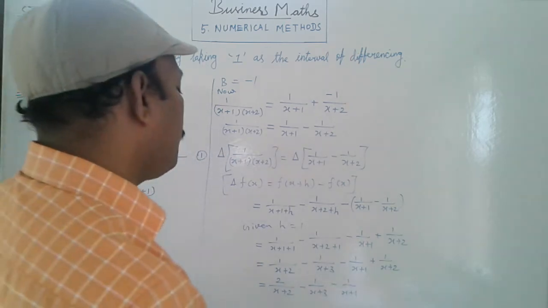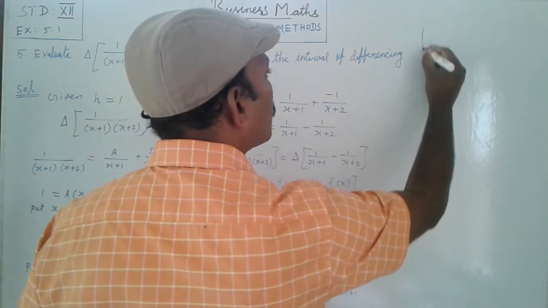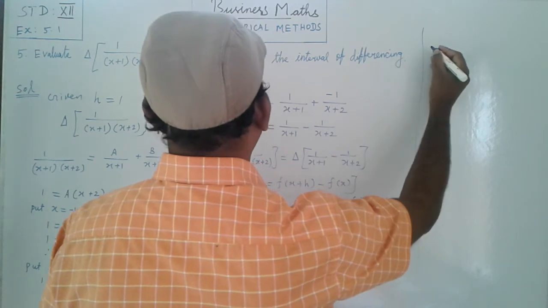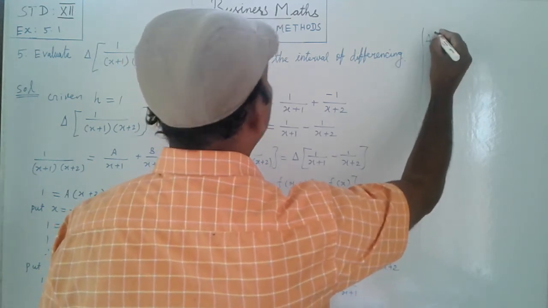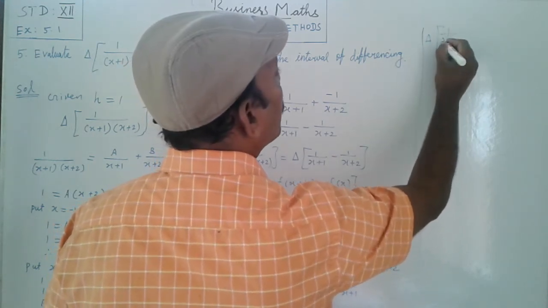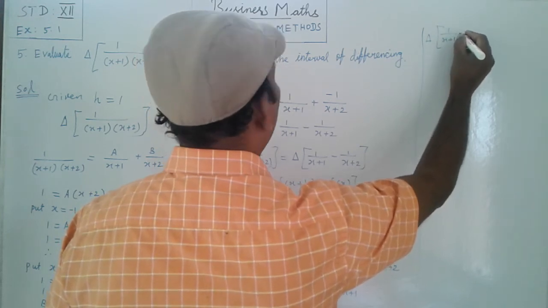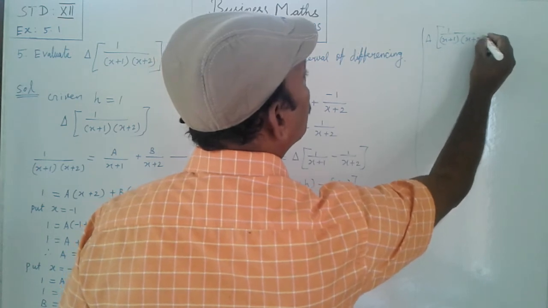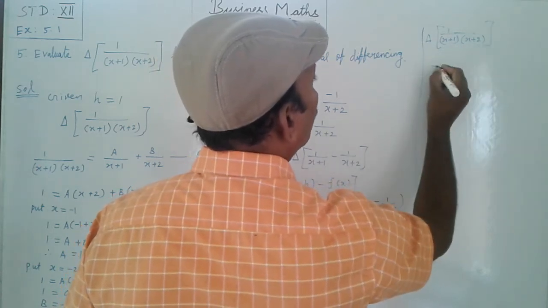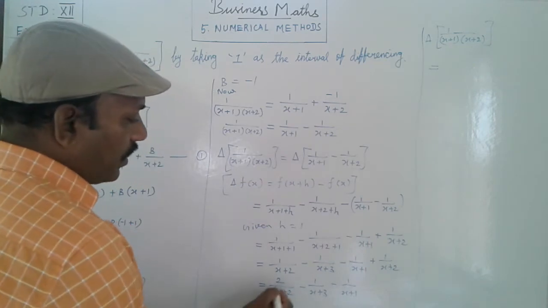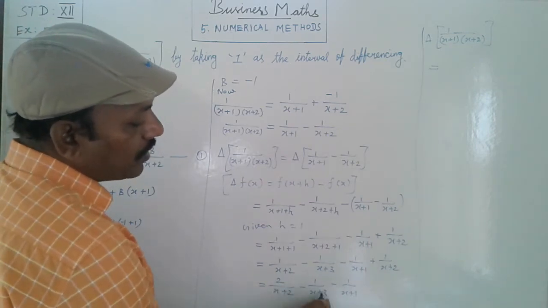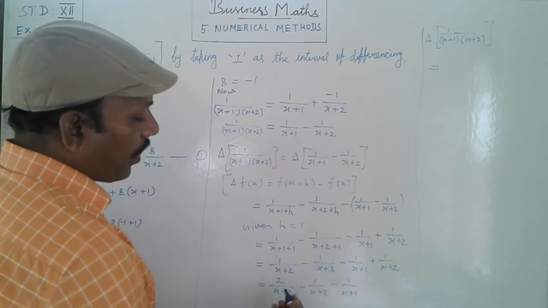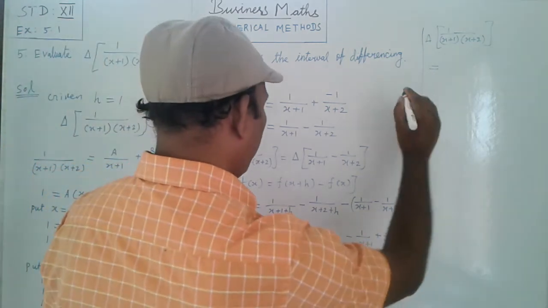Taking the LCM, delta of 1 divided by (x plus 1)(x plus 2) equal to, take the LCM: (x plus 1)(x plus 2)(x plus 3) is the LCM we should take. Then what is here?